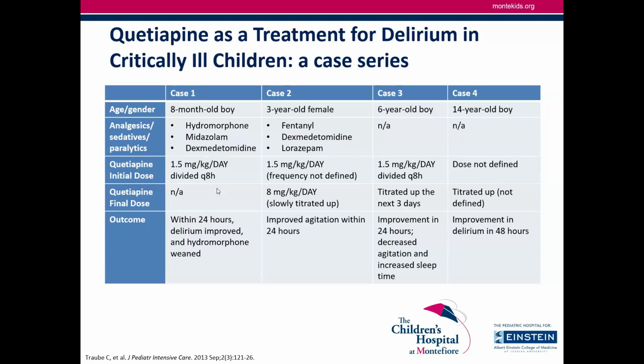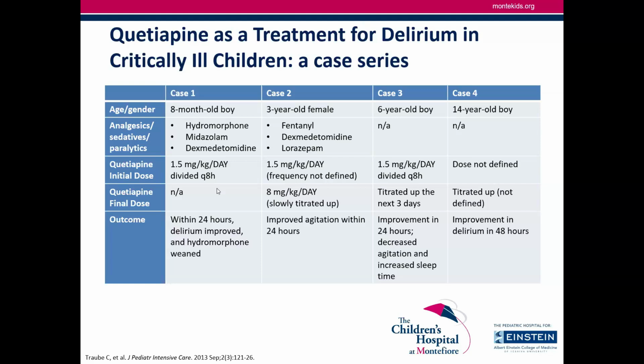And this was a case series that was published in 2013 by Traub and colleagues. It consisted of 4 patients. There were patients ranging from 8 months to 14 years of age, and the underlying diagnosis ranged in these 4 patients. One patient had PCP pneumonia, the other one had an aortic correction, the third patient had a fungal pneumonia, and then the 4th patient had a craniotomy.